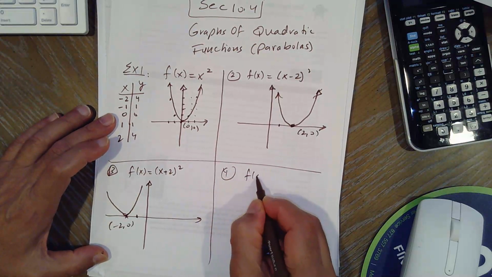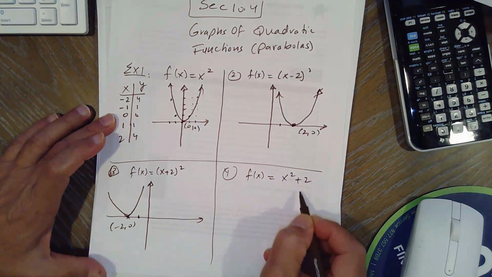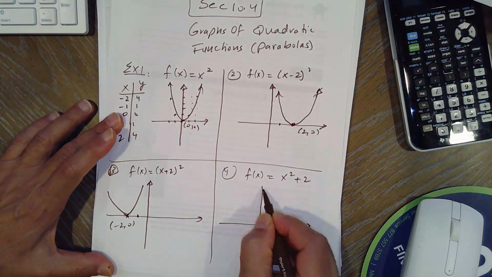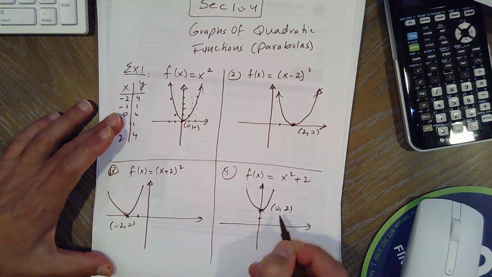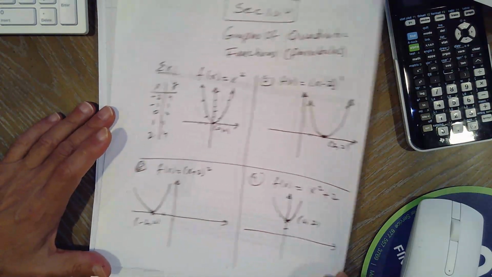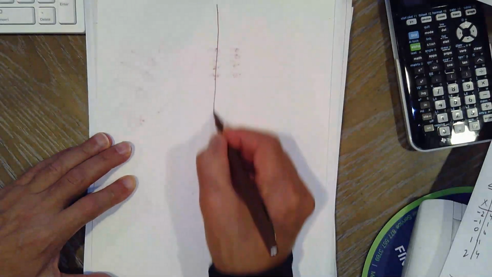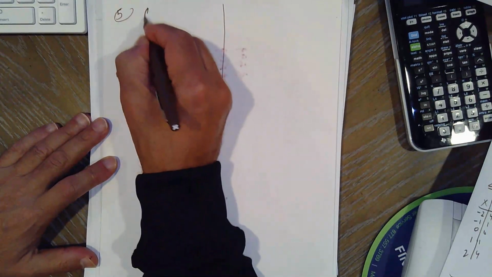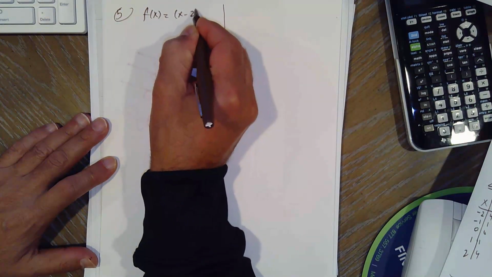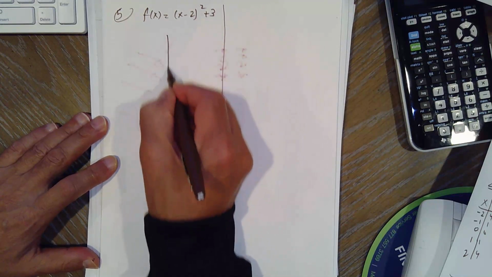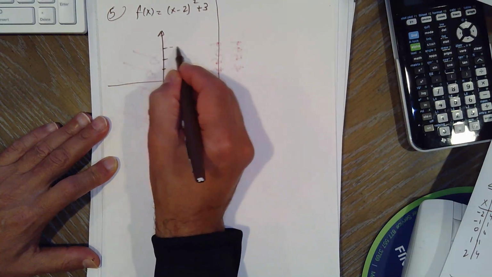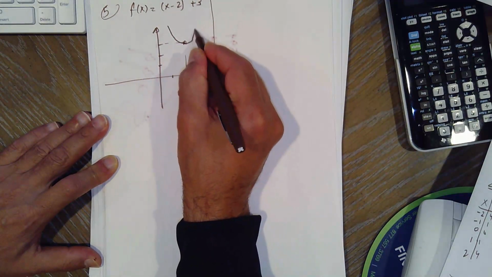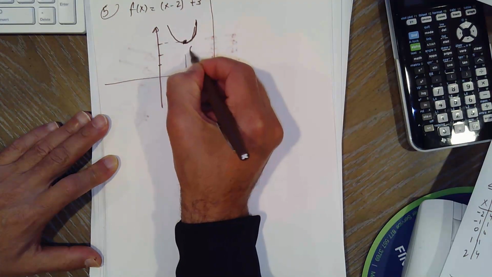And if you want to do f of x equals x squared plus 2, that shifts the parabola 2 units up. So it would be 0, 2. And if you want to do f of x equals x minus 2 squared plus 3, that's going to go to the right 2 and up 3. So this vertex is at 2, 3.